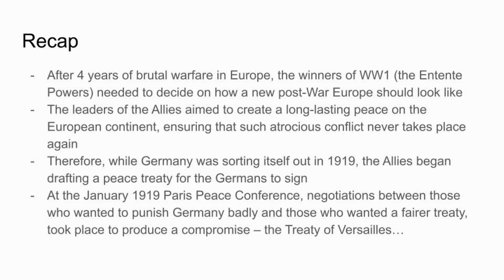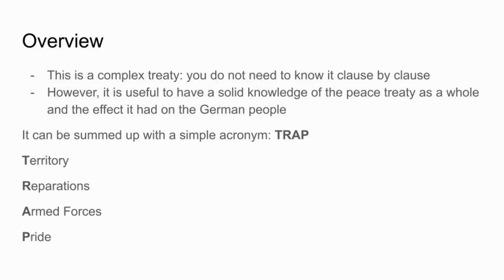Now, before we go through the specific terms of the treaty, let's quickly look at an overview of it. Now, this is a complex treaty. You do not need to know it clause by clause, but it is useful to have a solid knowledge of the peace treaty as a whole and the effect it had on the German people. That is what will be useful. If you have specific own knowledge you can use, and it can be summed up with a simple acronym TRAP, T-R-A-P. So it is Territory, Reparations, Armed Forces, Pride. Those are basically the 4 key things you need to know.